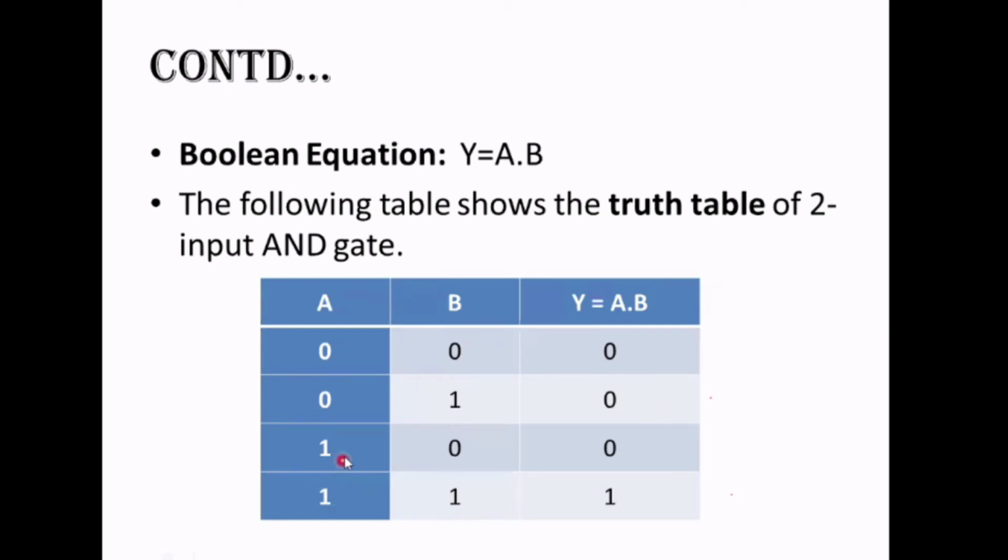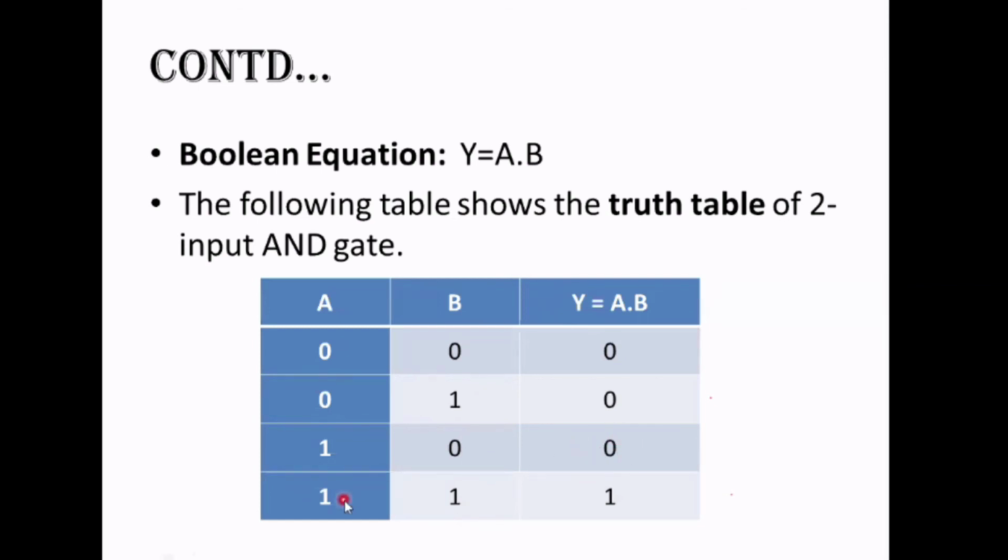Again, next combination, it is 1 0. 1 means high, 0 means low. Again, you try to recall the logic statement. Both the inputs are high, then only you have high output, right? Again, over here, this input is low. That is why the output comes out to be low.